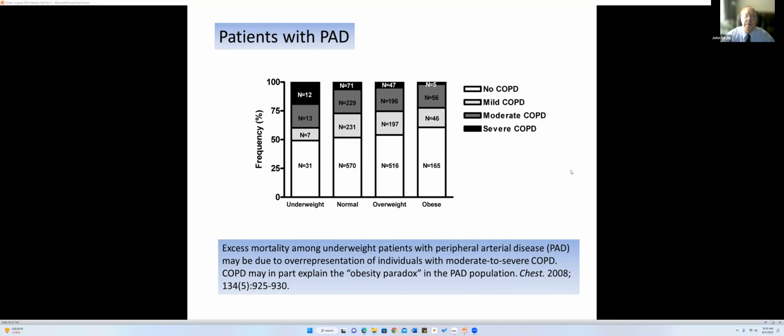Now, in patients with peripheral artery disease, you can see that it occurs more frequently in the underweight and the normal patient. And there's less in the patients with severe COPD, it's less common in the patient that's obese. So excess mortality among underweight patients with peripheral arterial disease may be due to overrepresentation of individuals with moderate to severe chronic obstructive pulmonary disease. And this may explain the obesity paradox.